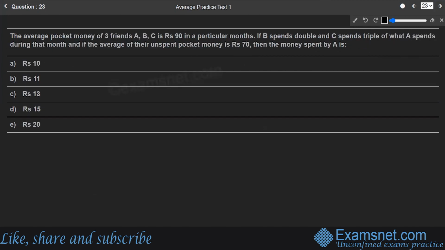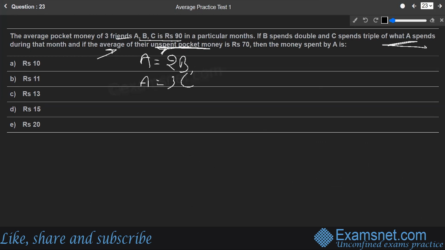Now, the average pocket money of 3 friends A, B, C is rupees 90 in a particular month. If B spends double and C spends triple of what A spends, they say whatever A spends, A has to be twice of B, and the same A has to be thrice of C, in expenditure that month. And if the average of their unspent pocket money, that is the pocket money that they have saved, is 70, then the money spent by A is.